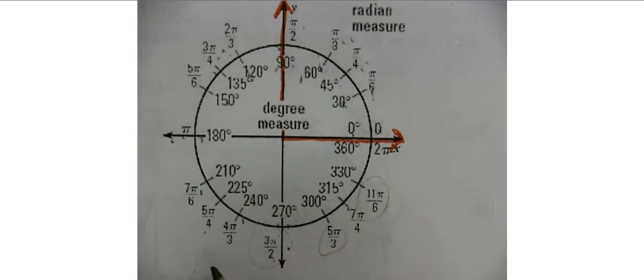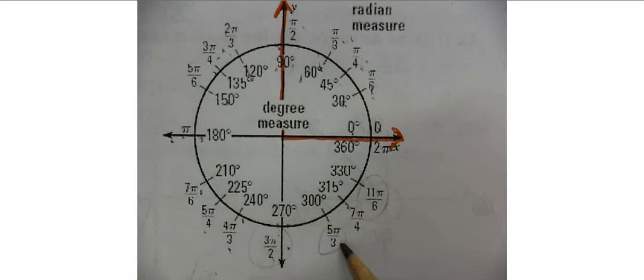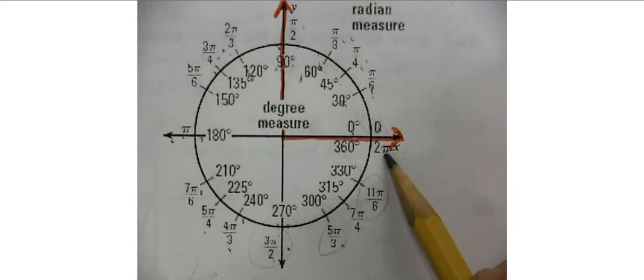4 pi's over 3 is 240. 5 pi's over 3 is 300. 6 pi's over 3 is 2 pi. So every 60 degrees, we're adding an extra pi over 3.